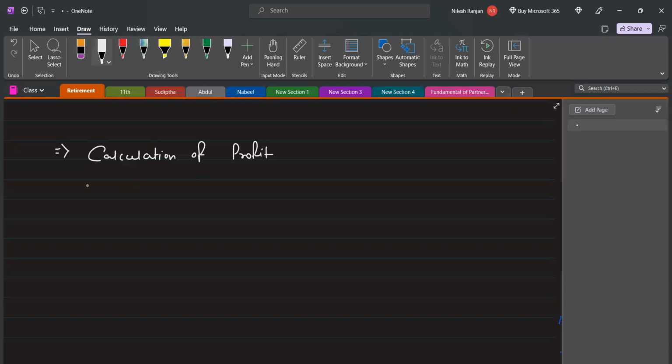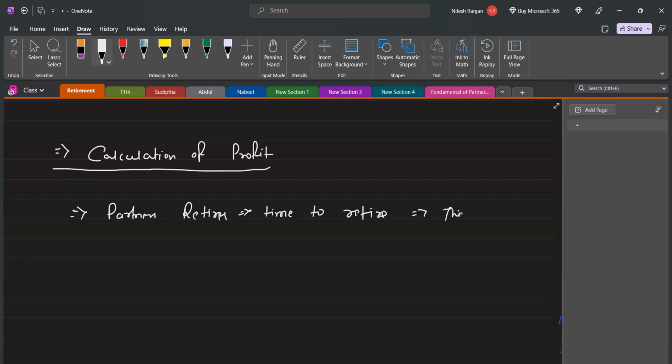Now, when a partner retires, he thinks about timing before retirement, meaning what will be the best time to retire? He will think about it. But in case of death, it cannot happen. Yes or no? Yes, sir. Not possible, because you cannot decide the date of death. So generally it happens during the year.